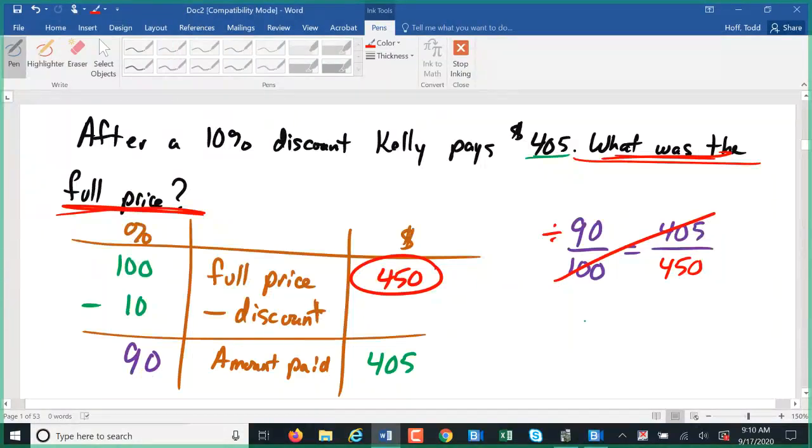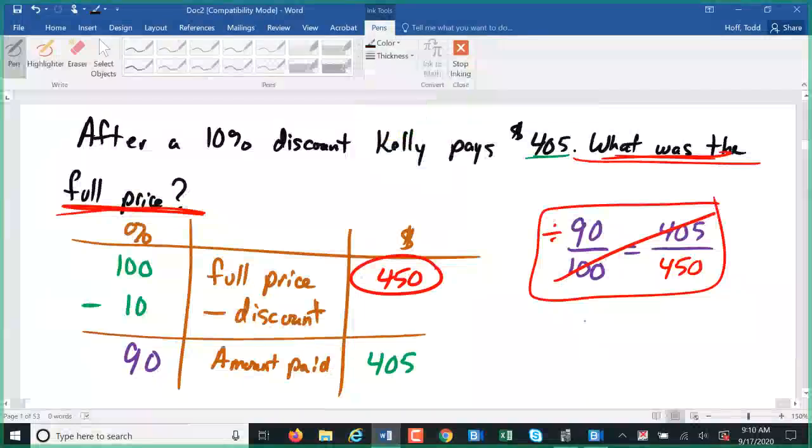So when it comes to these percent problems, you have to be very careful. Keep track of what each percent represents so that you make sure you're matching up the correct things in these proportions. That's why I like the proportion method, is because when I set it up like this, I know that whatever this 90% represents has to be the same thing that this dollar amount represents. If they don't represent the same thing, they can't go in the proportion together like that.